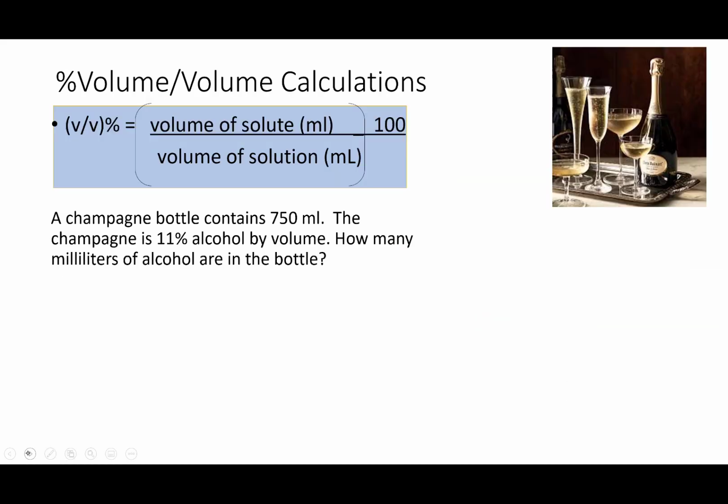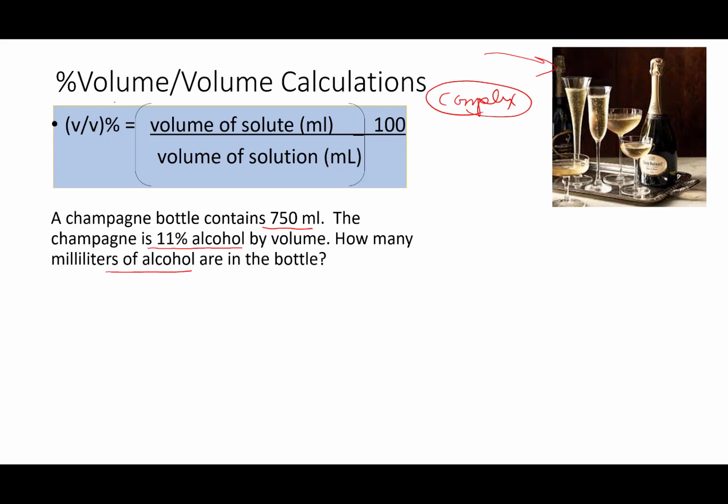So let's do a calculation using champagne, which you may not drink very often, but the same calculation could be done for beer, wine, or anything else. So a champagne bottle contains 750 milliliters. The champagne is 11% alcohol by volume. How many milliliters of alcohol are in the bottle? This is a little bit more complex than we did in our percent mass because I want to take you to that next level of calculation.